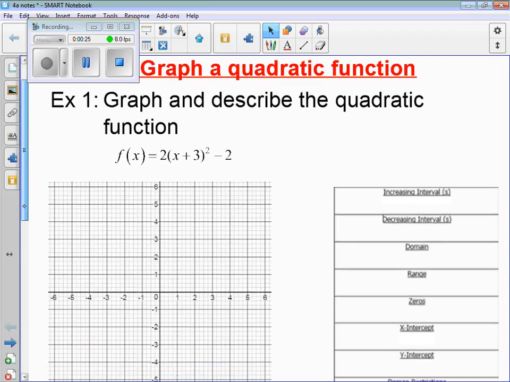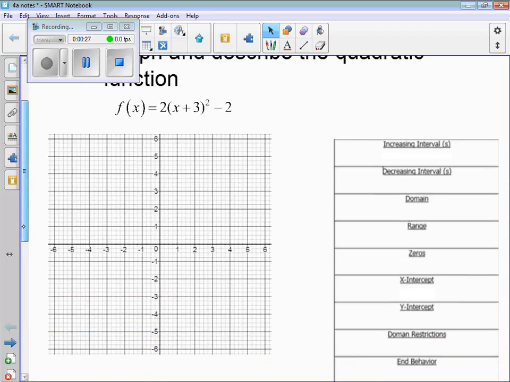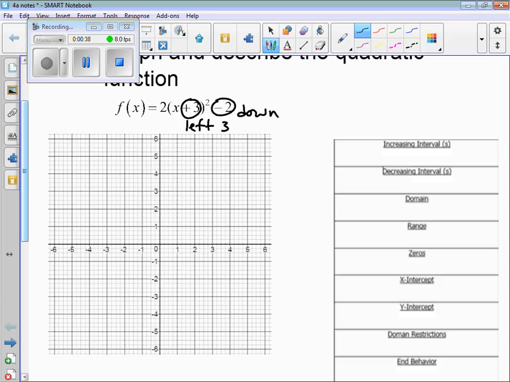We're going to graph and describe the quadratic function. To graph it, we know in this case left 3 and down 2. So for the quadratic, we start at 0, 0, and we're going to go left 3, go down 2.